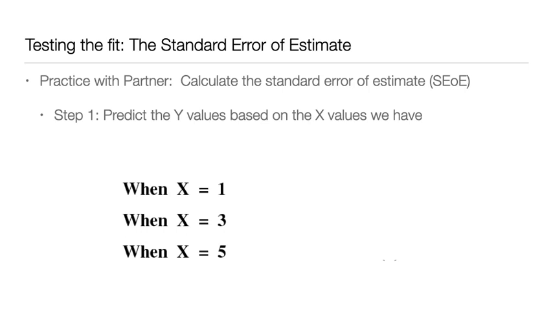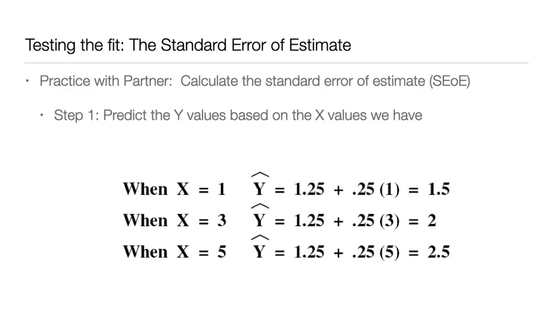So to calculate the standard error of the estimate, you're going to want to predict our y hat values based on the x values that we have. So we have actual y values for each of these x's, but what would our model say? What would our prediction line say? Well, our prediction line for x equals 1 would say we would get a value of 1.5. And our prediction line for x is equal to 3 would be 2. And our prediction line for x is equal to 5 would be 2.5.